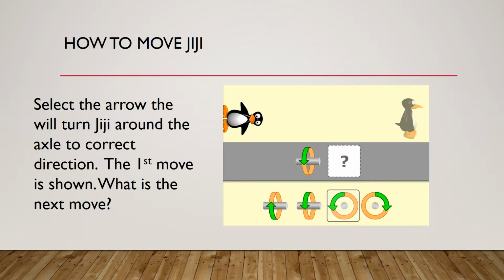Now, to move Gigi around, all you have to do is look at those little circles with arrows on them that seem to go around an axle. What you're going to do is select the one or ones that allow you to pivot Gigi to the right position. In this case, the first one's done for you. You can see that it's going to pivot Gigi to the left and straight up and down. Then you have to look at the second one and figure out how to turn it. Do you know which way to turn it?